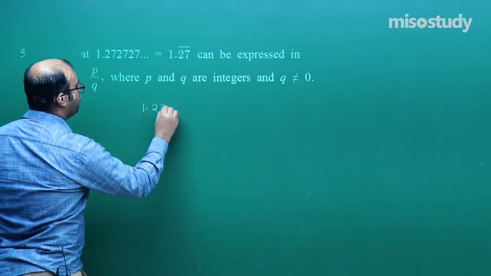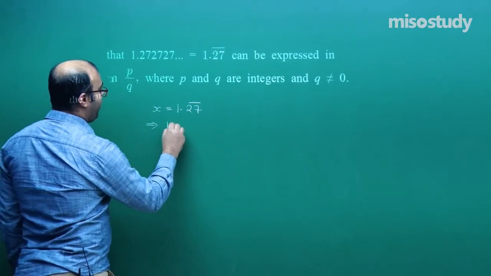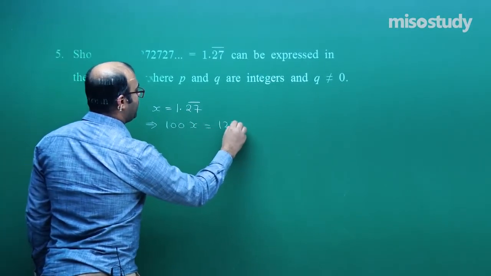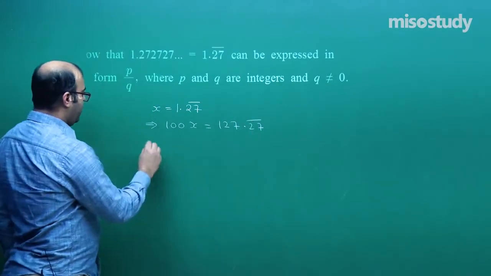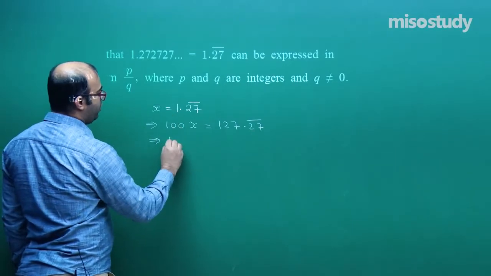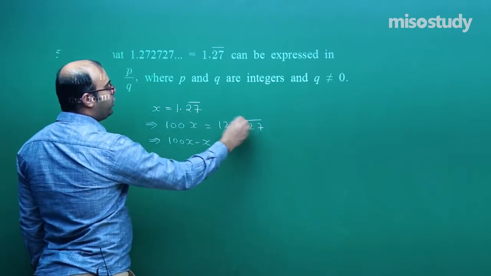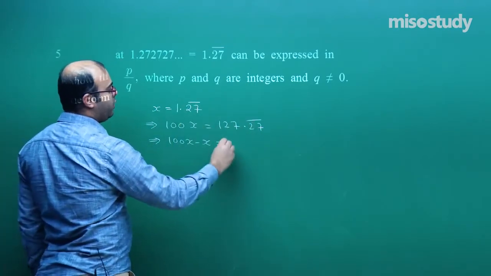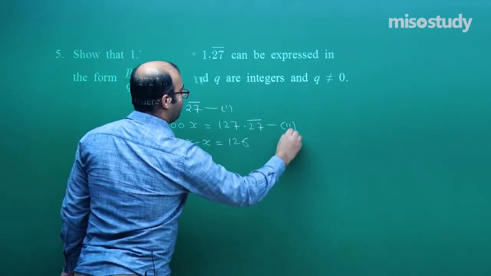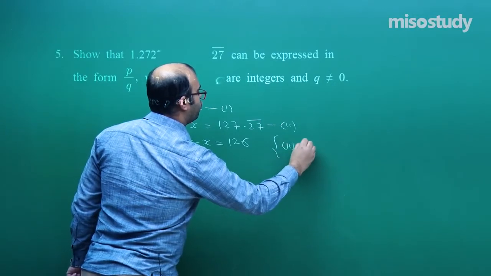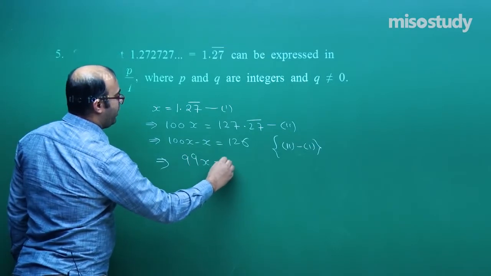Let us suppose 1.27 bar is equal to x, x is a rational number. So, we can do 100x here, this will become 127.27 bar, because it is never ending. Then we will say, let us subtract from here to here. So, 100x minus x, and from this if we subtract, this 0.27 bar will cancel, 127 minus 1 is 126, students. So, we have subtracted equation 1 from equation 2. So, 2 minus 1 is this. This implies 99x is equal to 126.